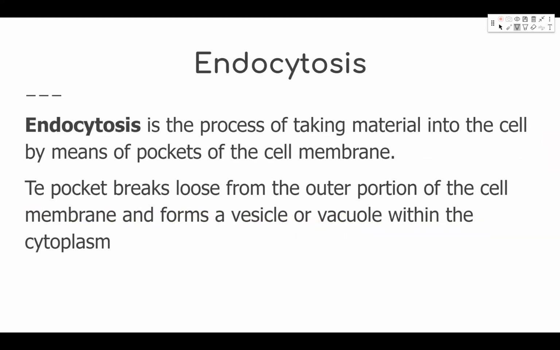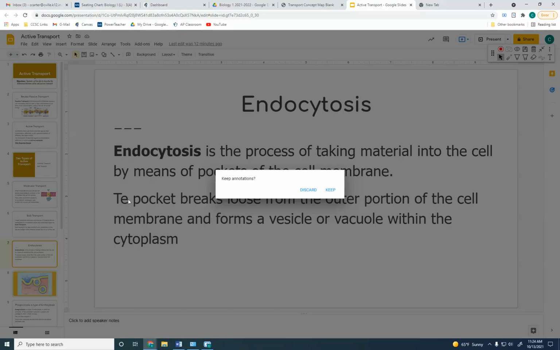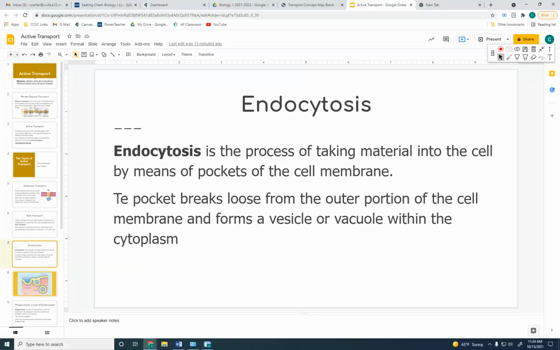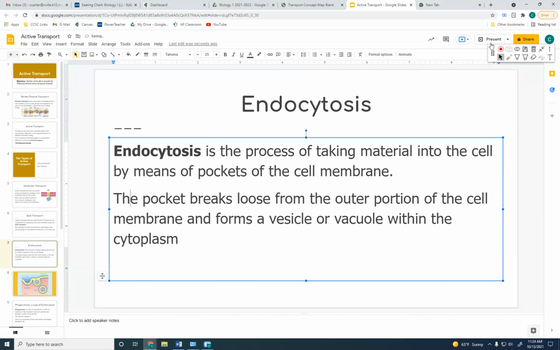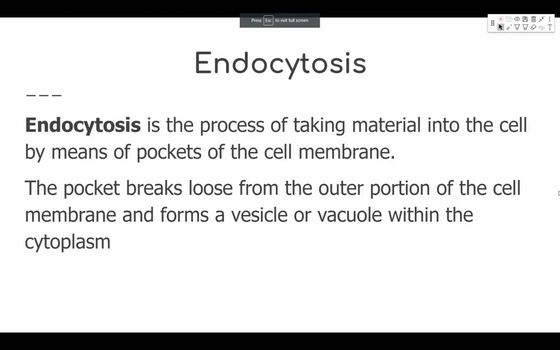The first of them being endocytosis. Endocytosis is the process of taking material into the cell and making a little pocket on the cell membrane. What's going to happen is the pocket will break loose from the outer portion of the cell membrane and form a vacuole or vesicle. So I've got a diagram on the other side.